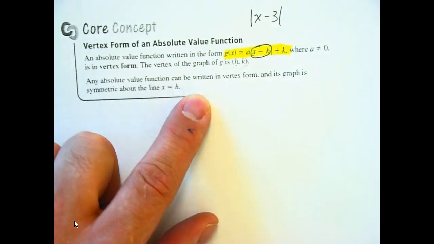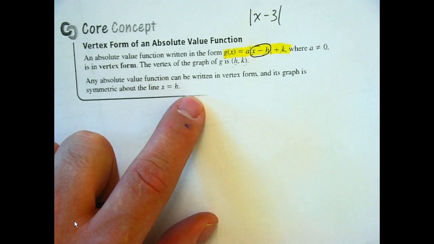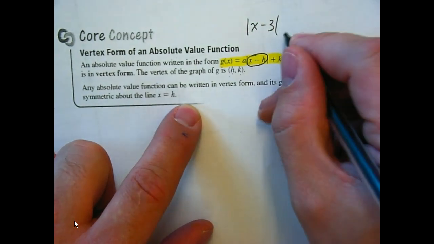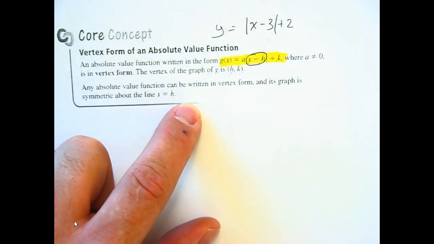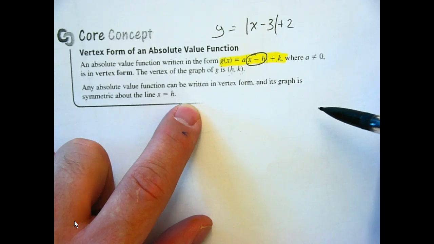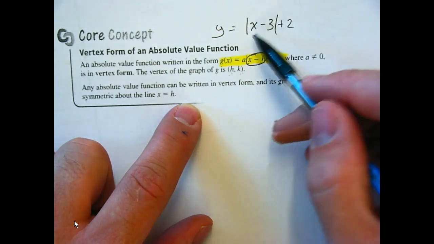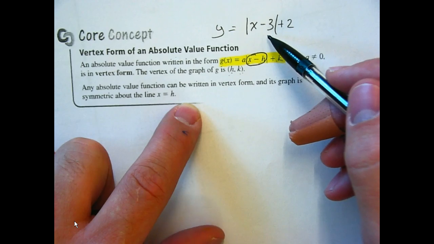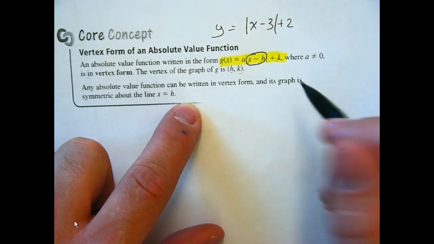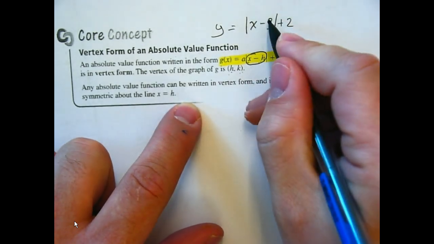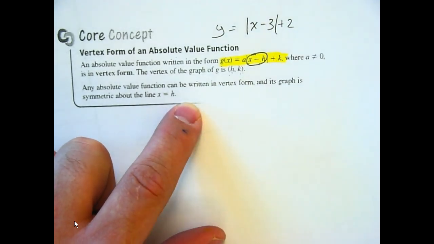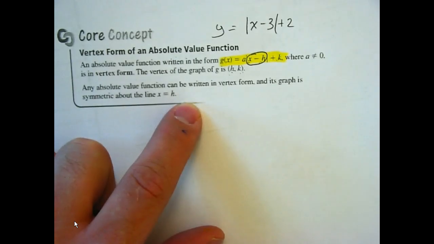What's my h value? Some of you aren't participating. Tell your neighbor what the h value is. Quentin, what's the h value? Negative 3. Quentin says the h value is negative 3. How many agree? How many disagree? What is the h value? It's not negative 3. It's close. It is positive 3.